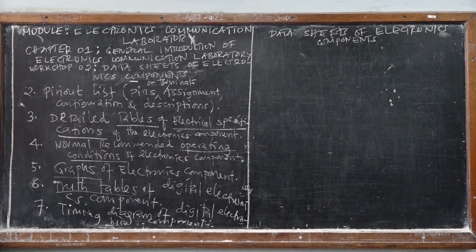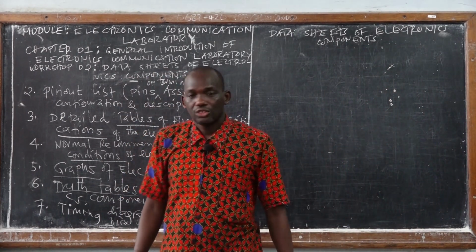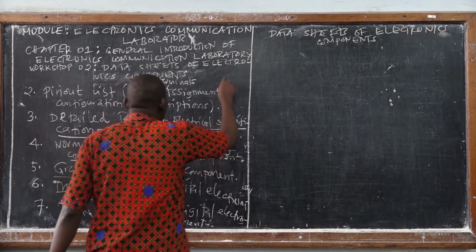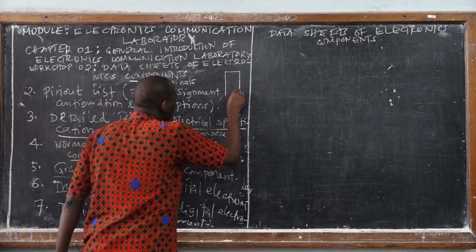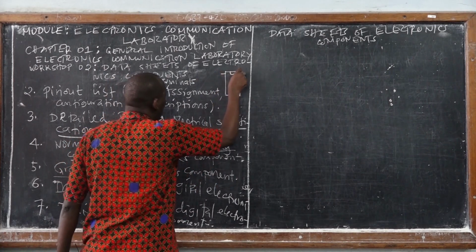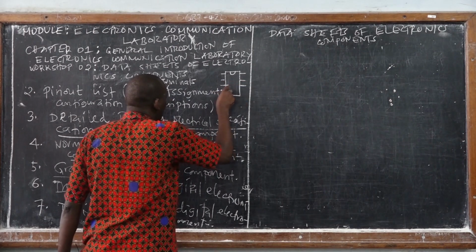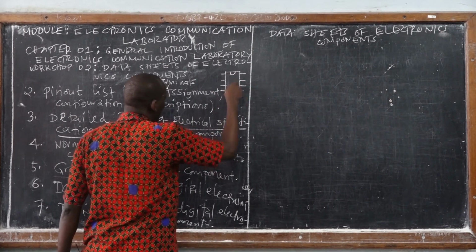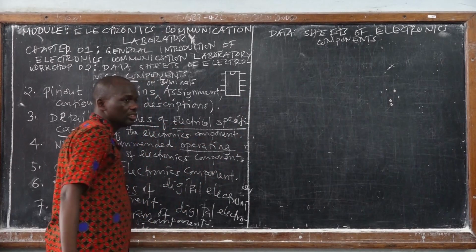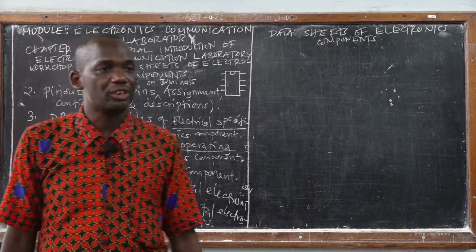Then, in the second part, the pin list, I said every component has either terminals or pins. So for instance, if we have a component, which is this one, an integrated circuit, we have pin number 1, pin number 2, pin number 3, pin number 4, pin number 5, pin number 6, pin number 7, pin number 8. This is the simple operational amplifier.